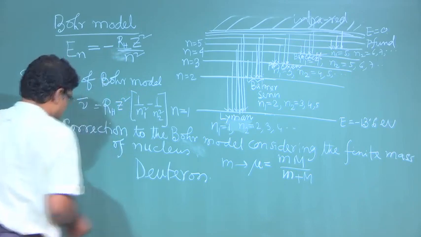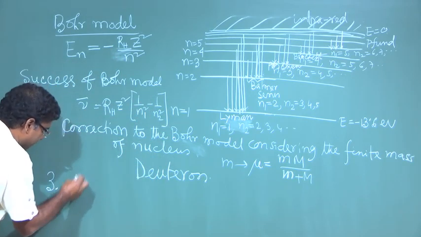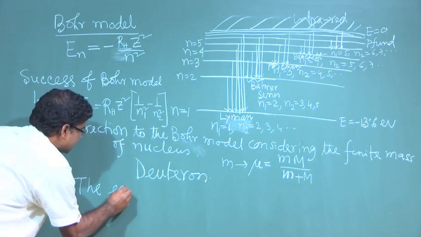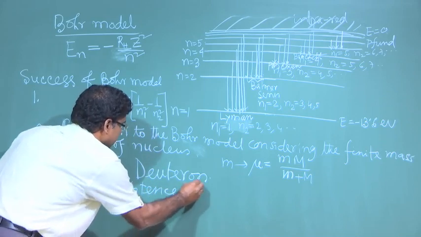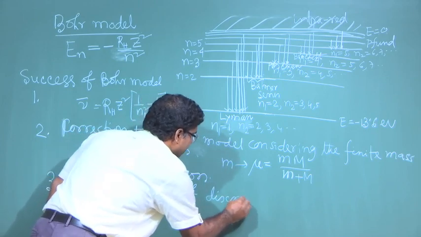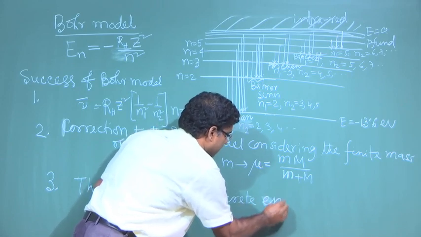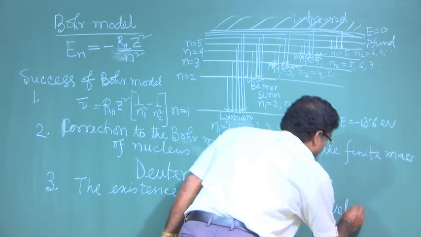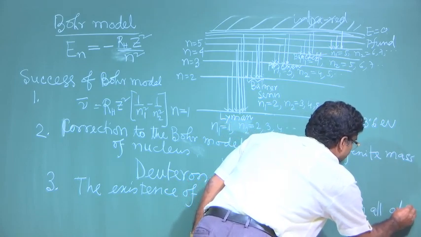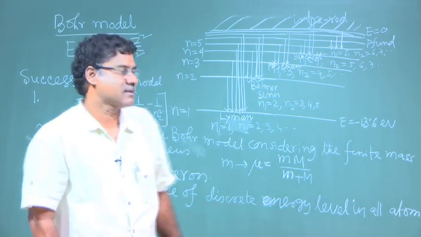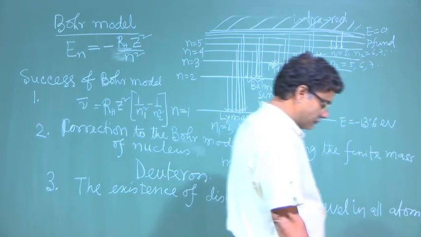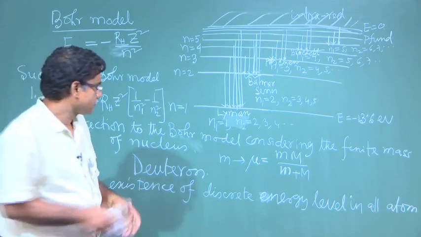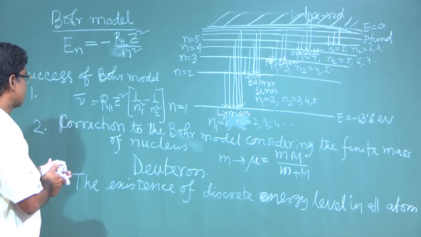So from this work, one can assume the existence of discrete energy levels or quantization of energy in all atoms, whether it is a single electron system or a many electron system, okay. So, this thing was taken as a success of the Bohr model.